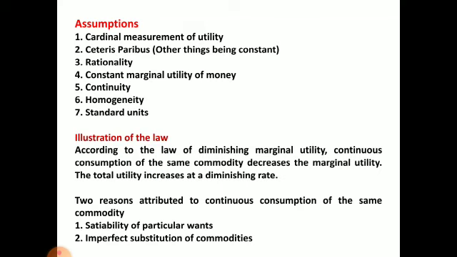And the second reason attributed to continuous consumption of the same commodity is imperfect substitution of commodities. Since commodities are not perfect substitutes to each other, consumers have to consume the same commodity continuously. Then, obviously, marginal utility will definitely decrease.